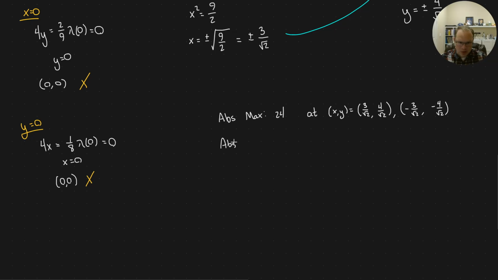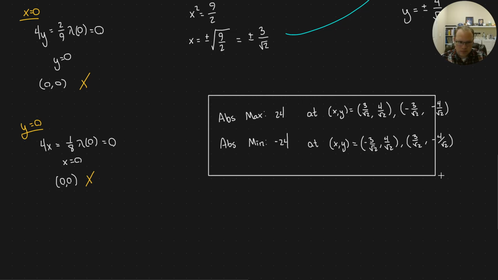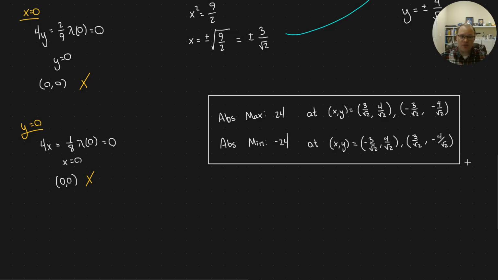And the absolute minimum of the function restricted to the constraint is negative 24, and that happens at two locations. It happens at negative 3 over root 2, 4 over root 2, and it happens at 3 over root 2, negative 4 over root 2. So that's our final answer.